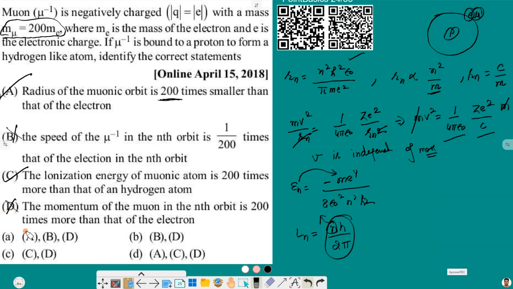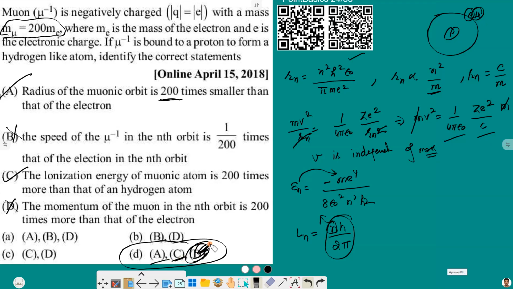So we can say options A and C are the only right statements. So as per the given options, none of these matches. And if we had to choose, then we will choose option D as it has both A and C. But D is the wrong one here.